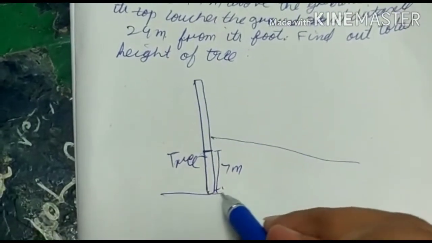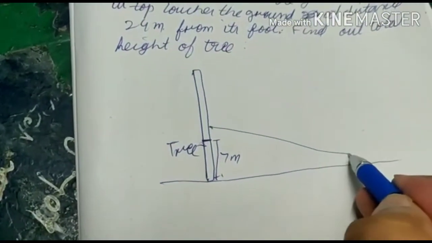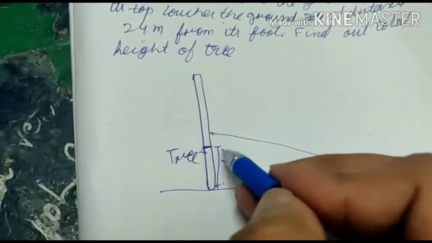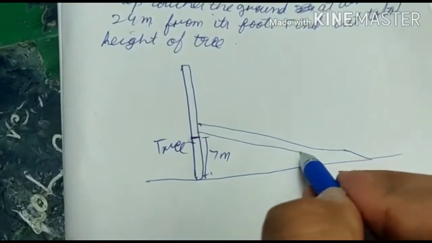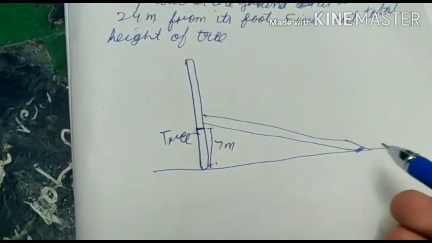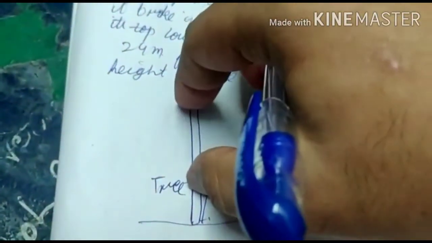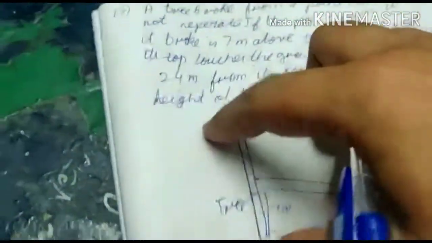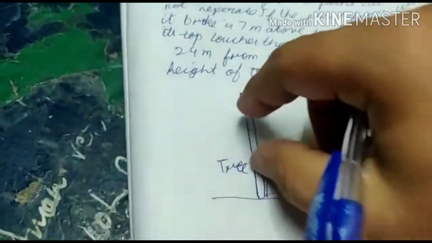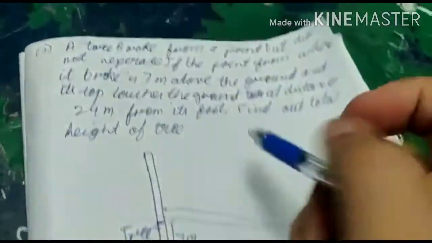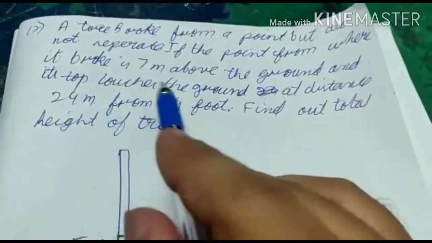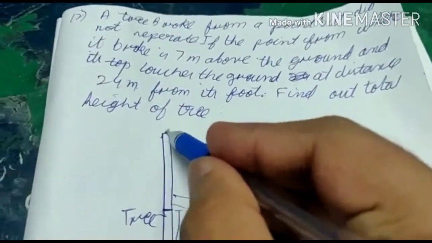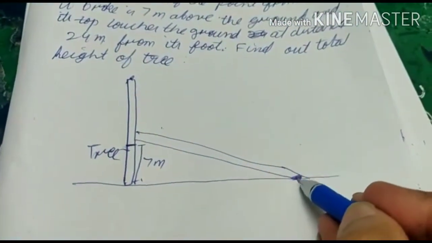Like this was the ground. Yeah, it fell to the ground. It broke. Like this portion that was standing up has fallen down. The tree was broken from this point and the broken part fell here, this way. And the top touches the ground. Yeah, this top has fallen to the ground and is now touching the ground.